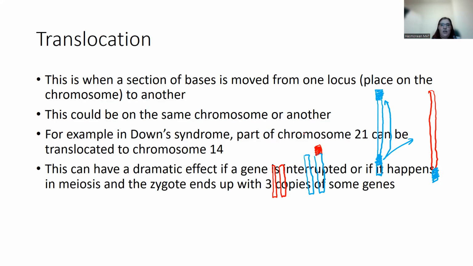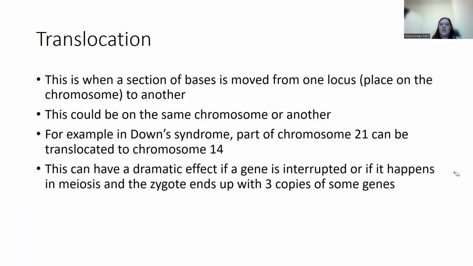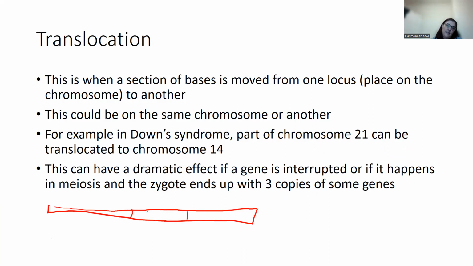So the translocation can have a really dramatic effect. It will have a dramatic effect if a particular gene is interrupted. So if you cut within a gene, so for example, imagine a chromosome and I have a gene here, and for some reason in my translocation, I cut sort of the middle of the gene out and put it somewhere else, then obviously that's going to have a real problem. Or if it happens in meiosis and the zygote ends up with 3 copies of the genes, which is the example we've just started looking at.